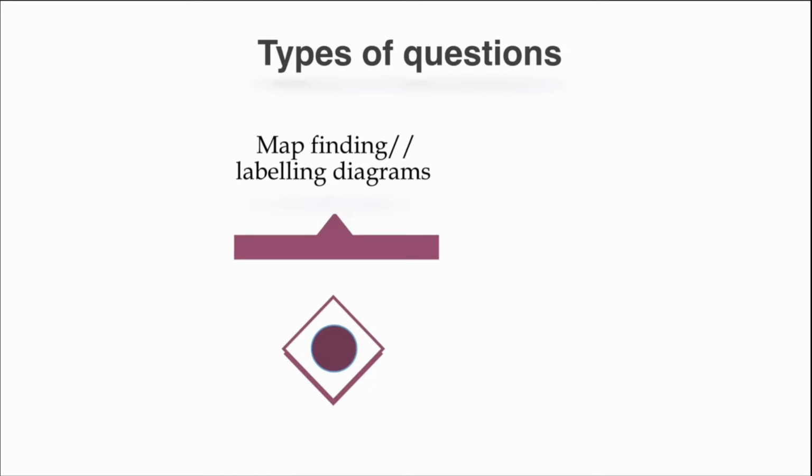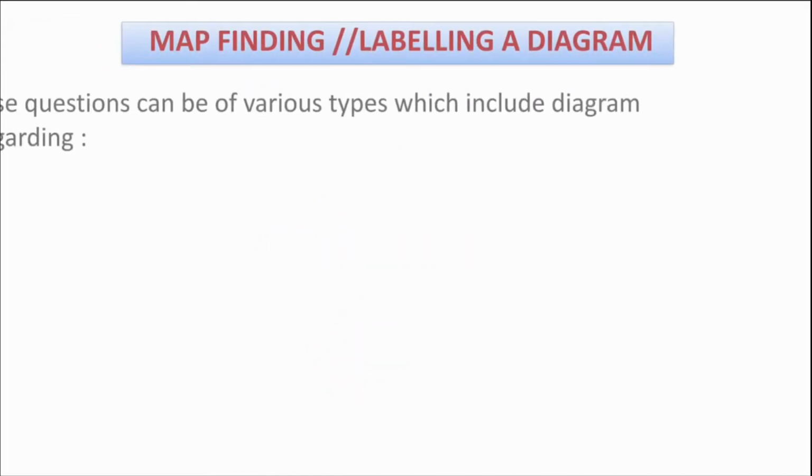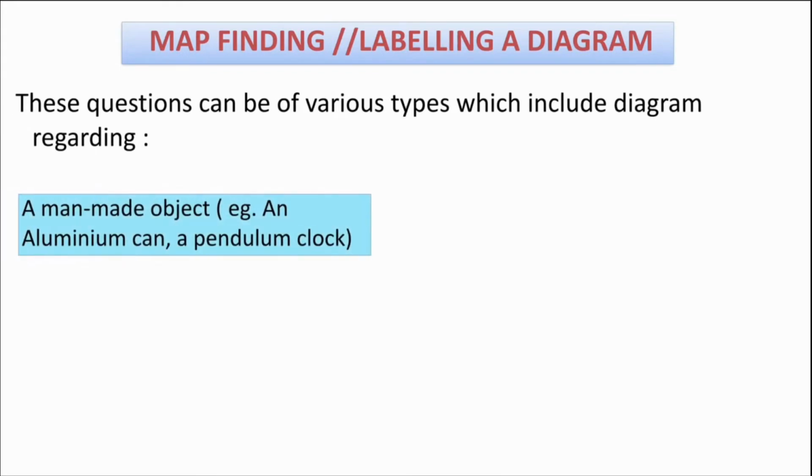Hey friends, in today's lesson, I will explain the second type of questions in the listening test, that is map finding and labeling diagrams. There are two types of questions you will get in map finding and labeling diagrams. The first is a diagram related to a man-made object.